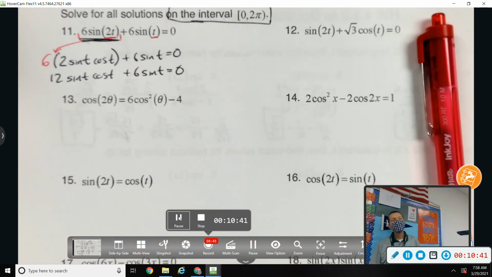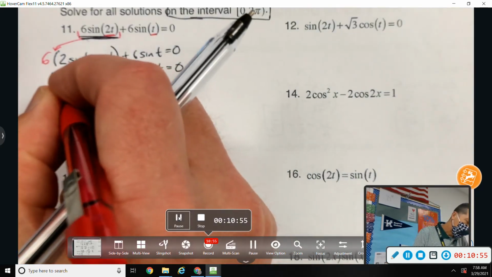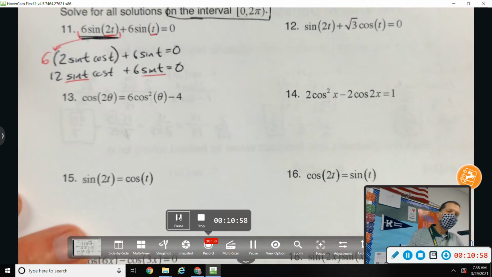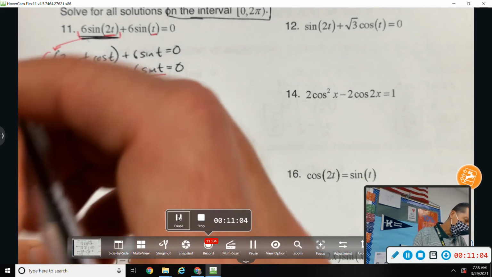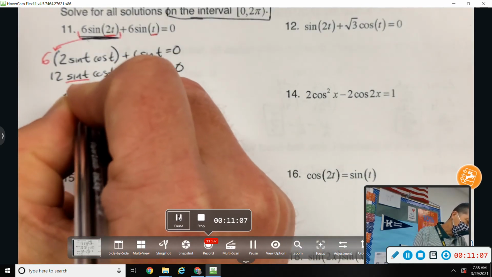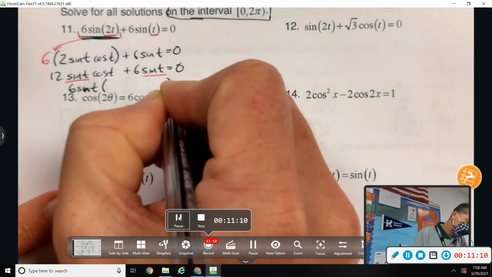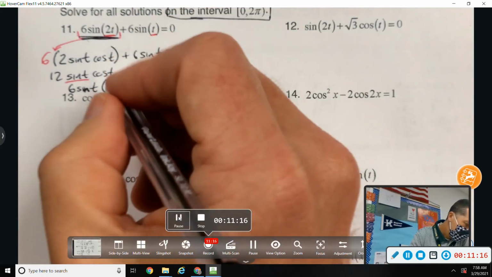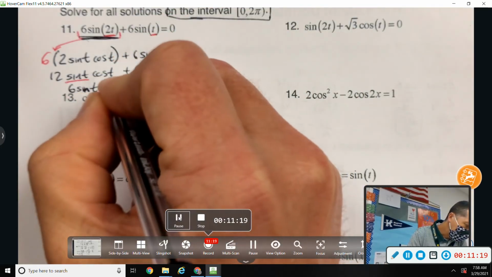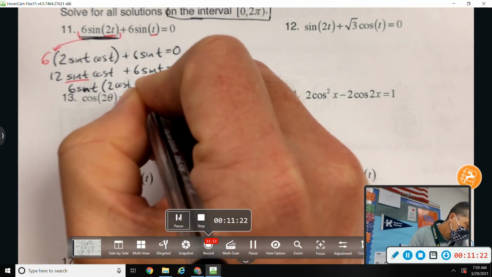Okay, that looks a little better. At least that should look more familiar. We've solved ones like that. What should we do to solve that? Do you remember? They both have a sine t in them. So let's factor. There's going to be some factoring on this worksheet. So let's factor out as much as we can. So I'm going to factor out a 6 sine t. So in the blank, that would leave 2 cosine t plus 1.